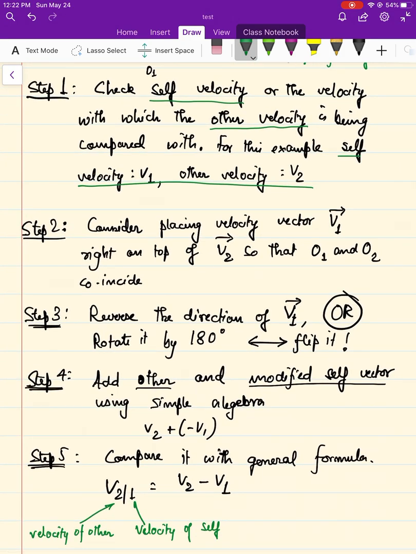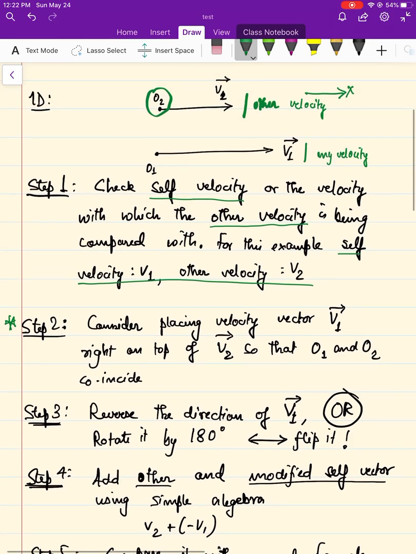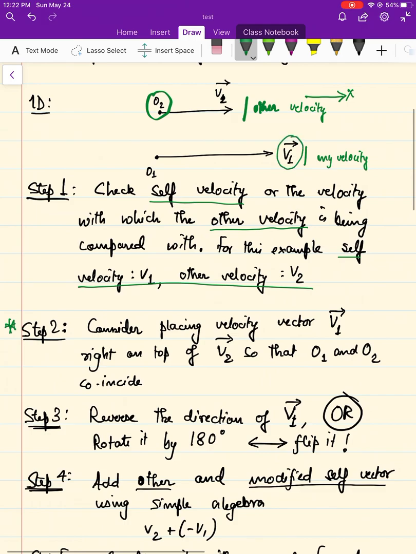So for step 2, and this is an important step, I would say, consider placing this velocity vector v1 right on top of this vector. So essentially what I'm trying to say is, let's say if this is my v2 and this is my O2, and I'll choose a different color for this. So I put my v1 right over it. So this is my v1, this is my v2, and I have merged points O1 and O2. That's it, that's what I've done, right?